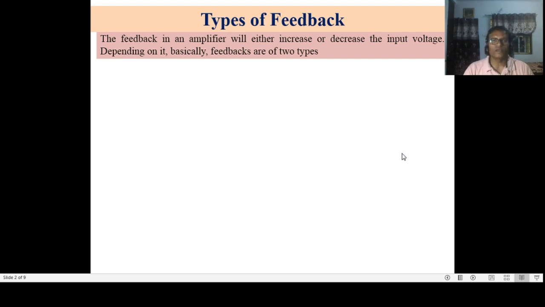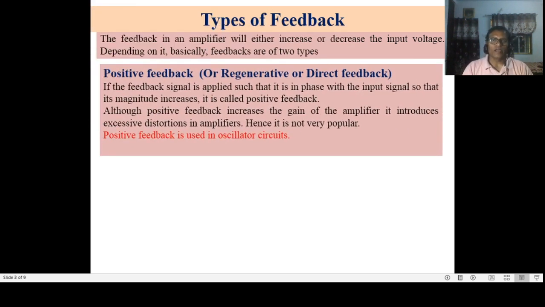So, there are different types of feedback. Basically, they are classified into two main categories. One is positive feedback or regenerative feedback. If the feedback signal is applied in such a way that it is in phase with the input signal, so that its magnitude increases, it is called positive feedback. Although positive feedback increases the gain of amplifier, it introduces excessive distortions in amplifiers, hence it is not very popular. Positive feedback is rarely used; it is essentially used in oscillator circuits.